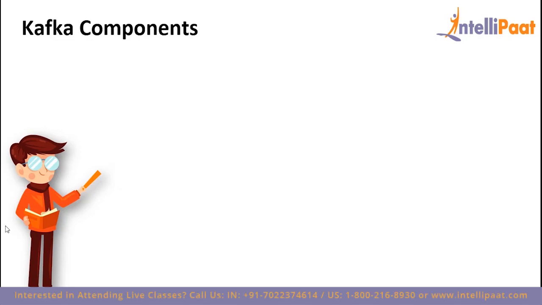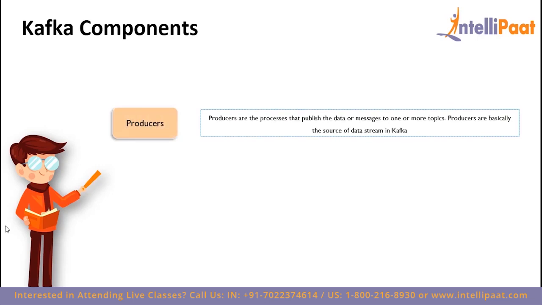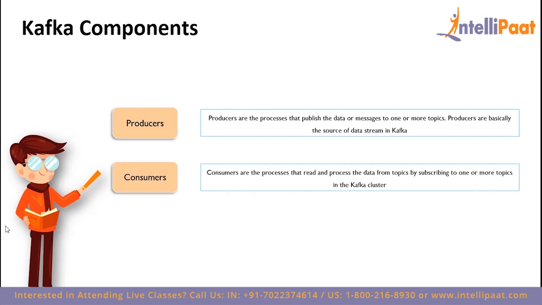Now let's look at producers. Producers are the processes that publish the data or messages to one or more topics. These are basically the source of data stream in Kafka. Then we have consumers. Consumers are the processes that read and process the data from topics by subscribing to one or more topics in the Kafka cluster.